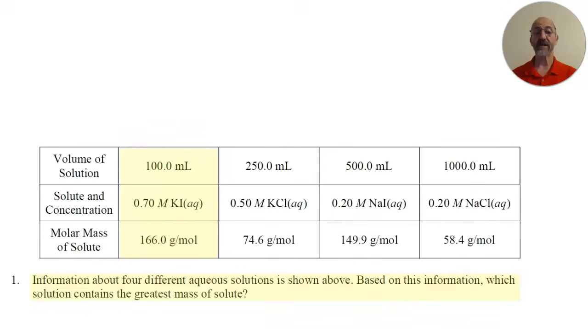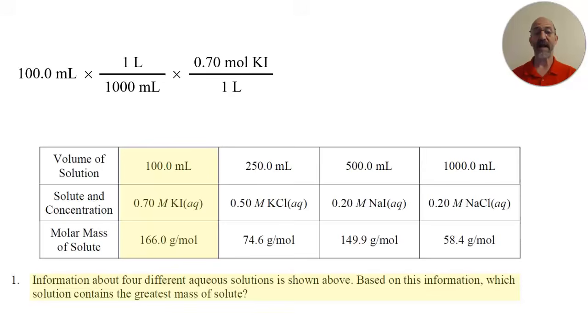We have 100 milliliters, so I'll start with that number. First, I'm going to convert from milliliters to liters, and that would involve that relationship that I had mentioned earlier. So there's 1,000 milliliters in 1 liter. Now I'm going to use the molarity. It says 0.70 capital M, and KI, or potassium iodide, is the formula for the solute. So there's 0.70 moles of potassium iodide for every 1 liter.